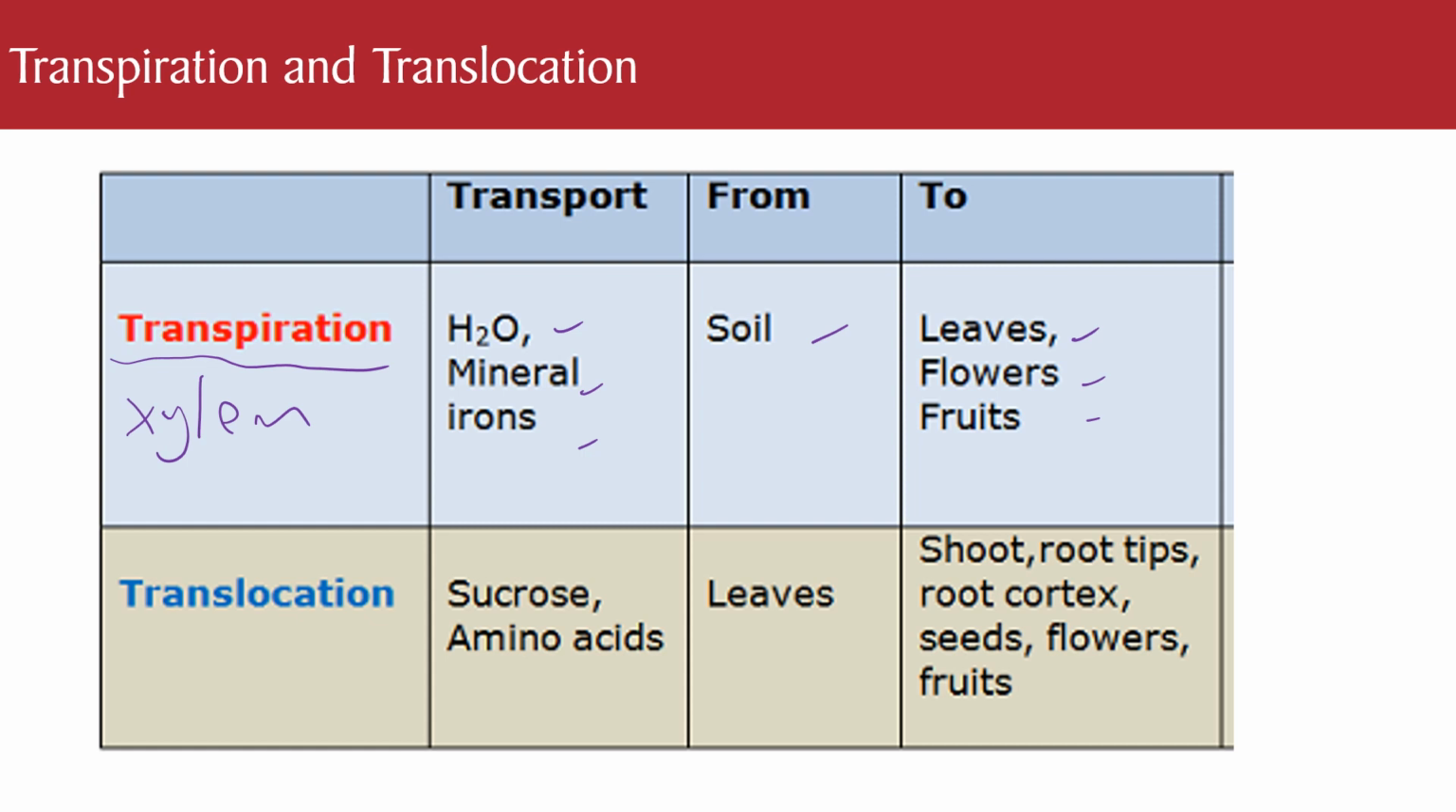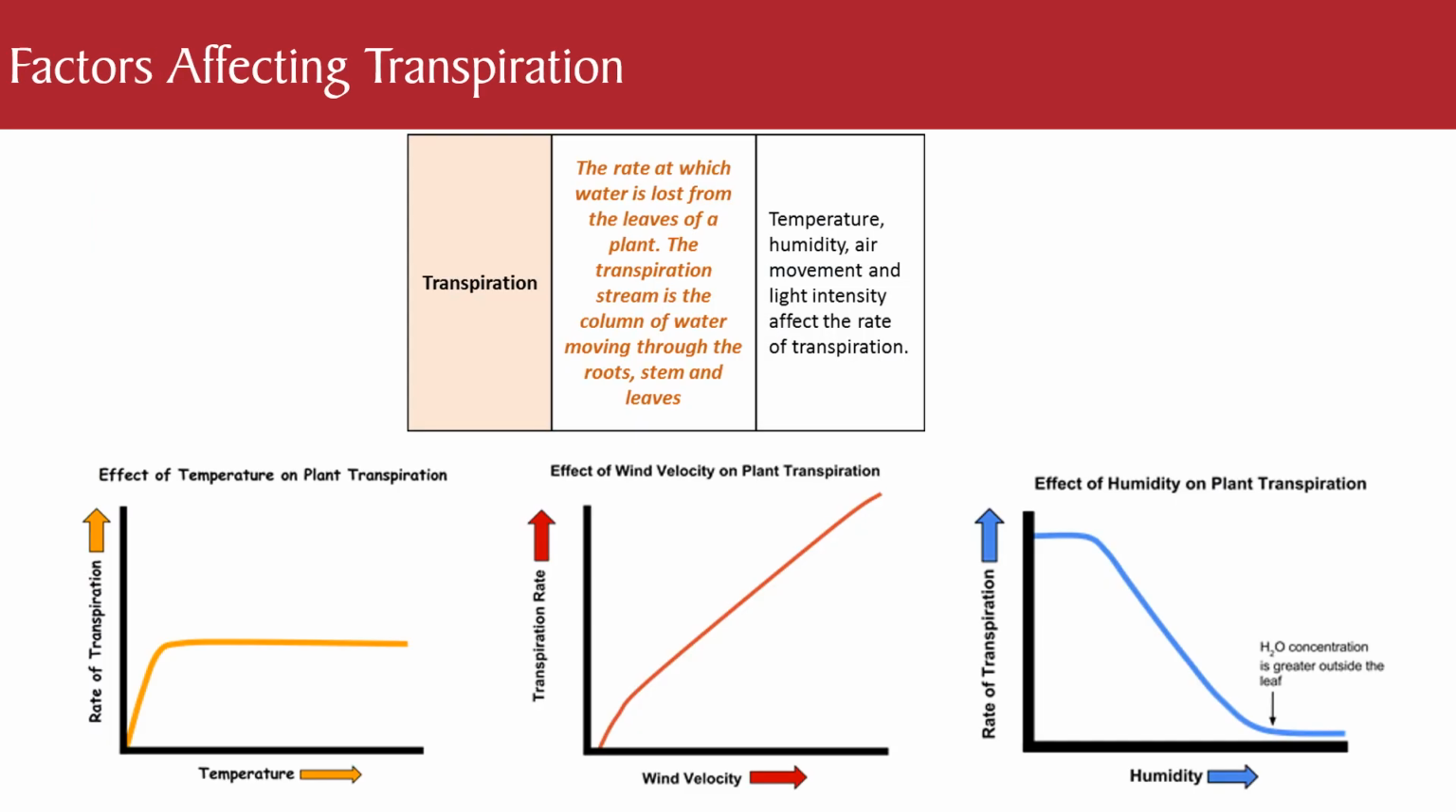Translocation is moving of sucrose and amino acids from the leaves to anywhere in the plant at all. That is then done by phloem. Now, factors affecting transpiration. So remember, transpiration is a loss of water pretty much from the leaf. Okay, the factors that can affect it are temperature, wind velocity, and humidity.